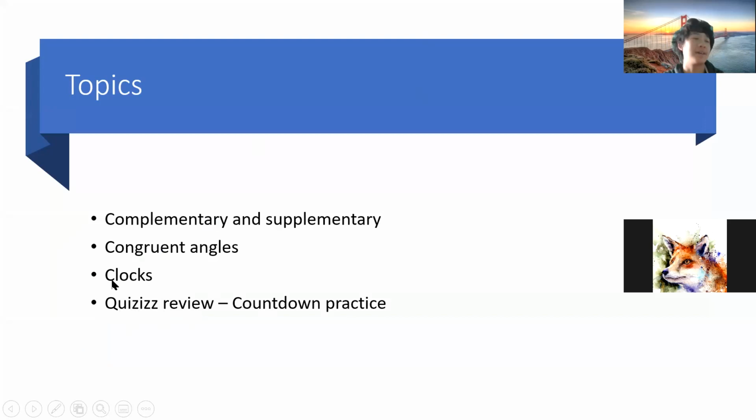Quizzes is like a game type thing, and it's practice for the countdown round for the MathCounts. As you know, in the MathCounts competition, there's a lot of different rounds. What you've been mostly working on is the sprint and target rounds where you can go relatively slowly. But in the countdown round, you have less than a minute to do each problem. So this is very good for quizzes.